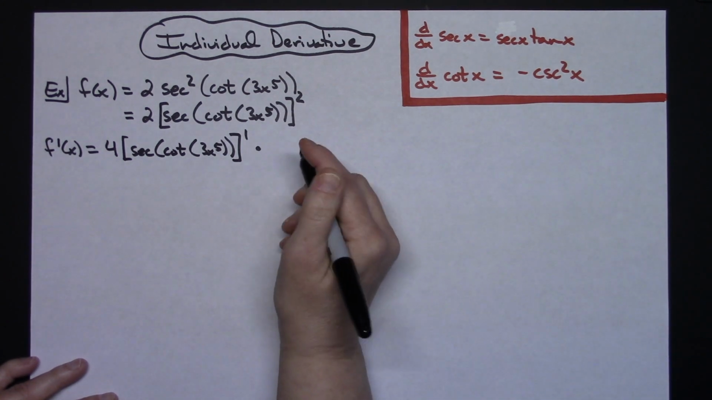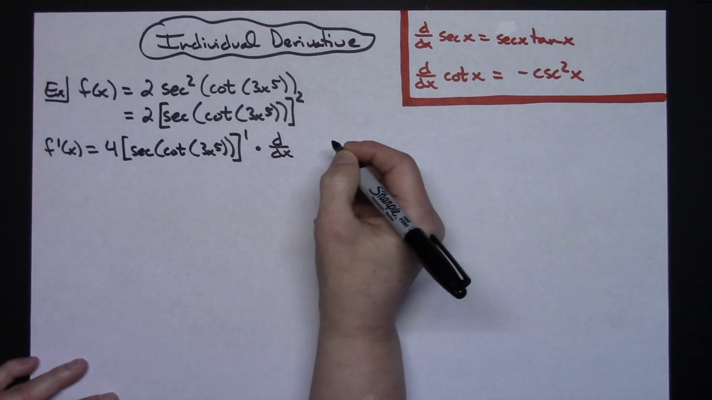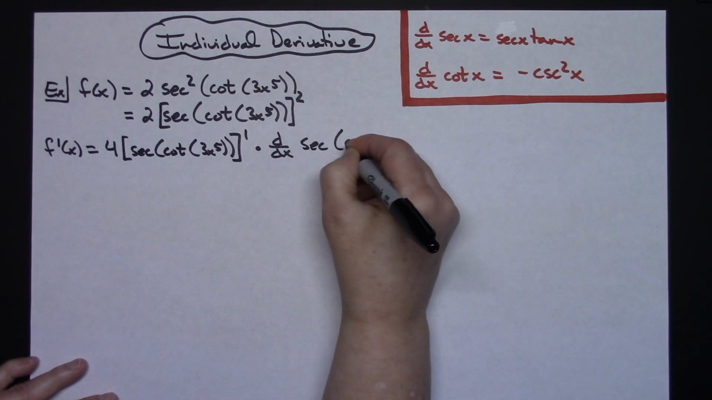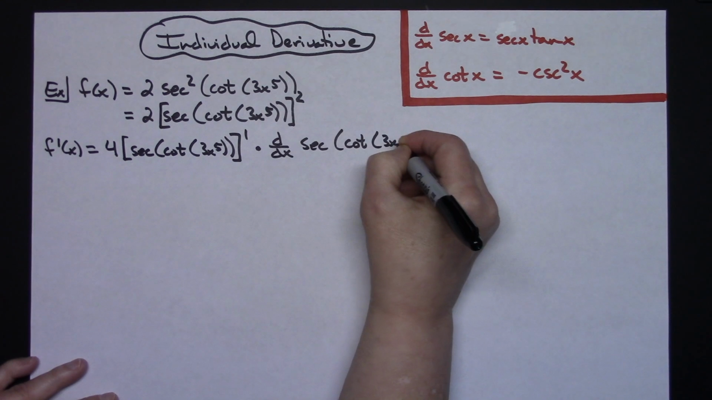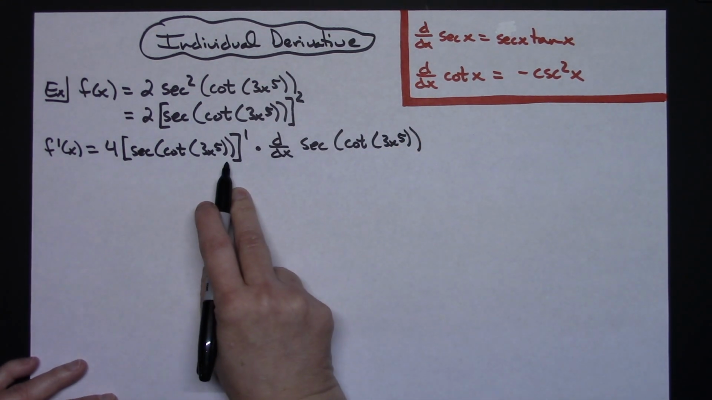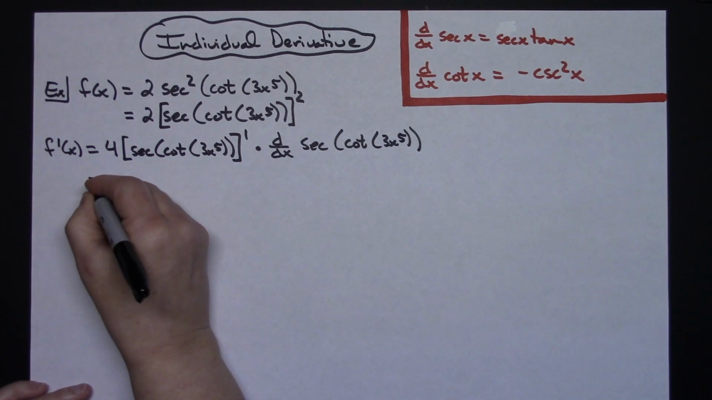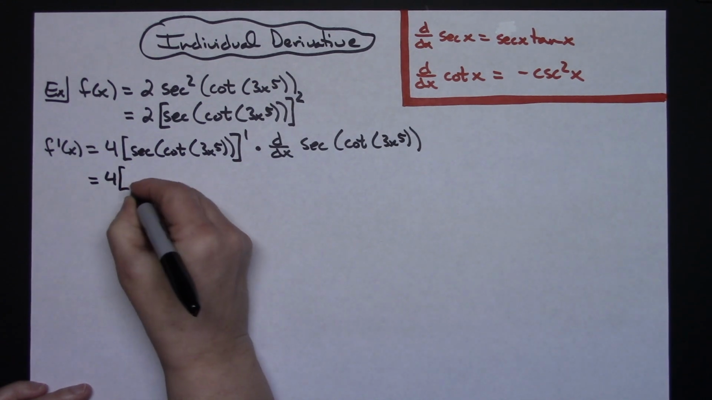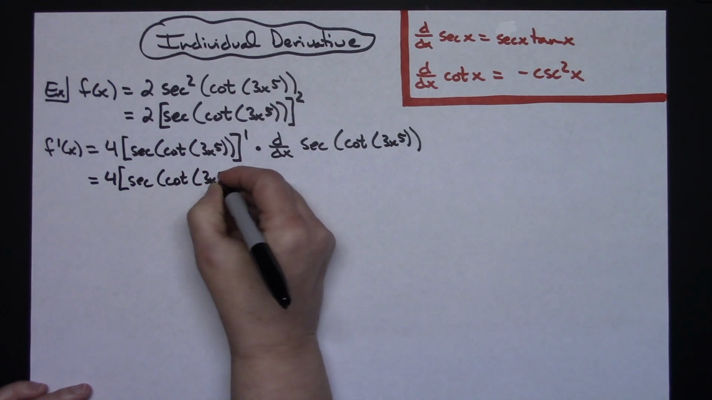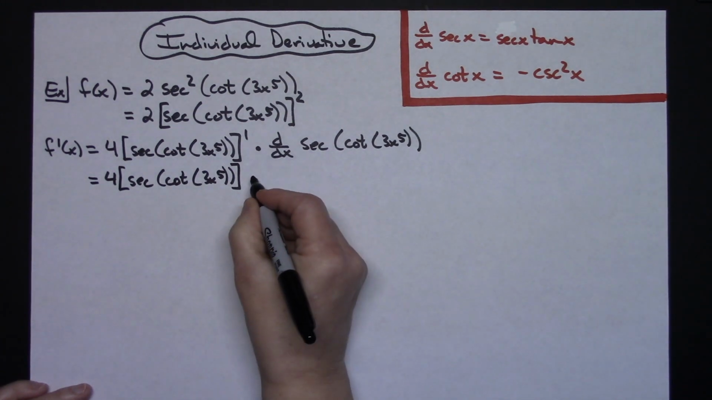Now, times the derivative of the inside. I'm going to use ddx notation so I don't drop any chains. So now I'm going to have ddx of secant cotangent 3x to the 5th. I'm going to keep everything here the same. In the next line, I'm going to go ahead and do the derivative there. So I will have a 4 secant cotangent 3x to the 5th. I am going to drop the to the first power. We don't need that anymore.